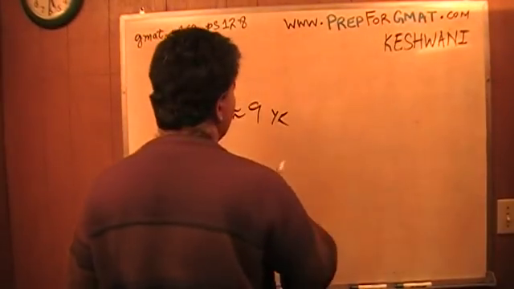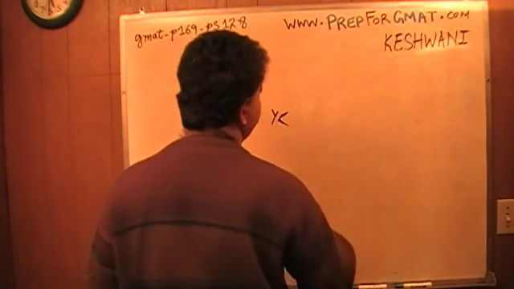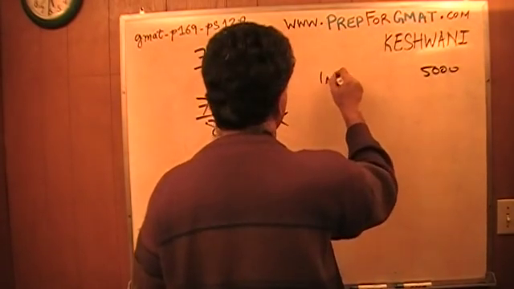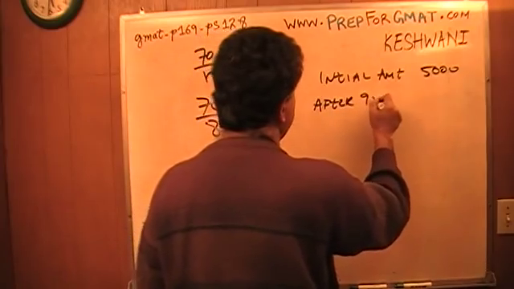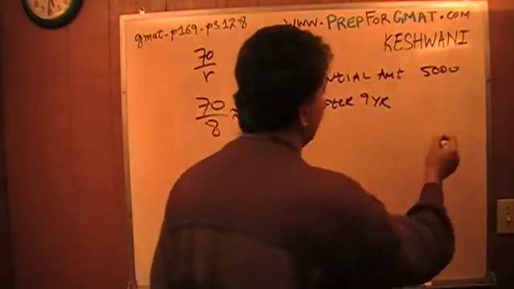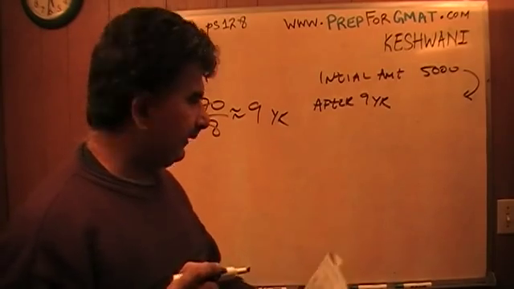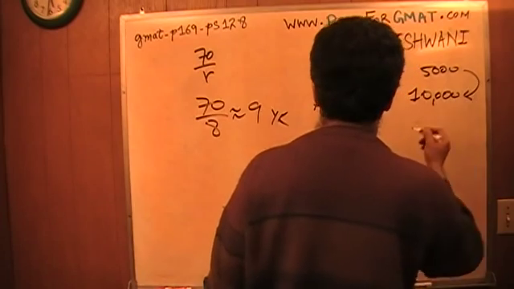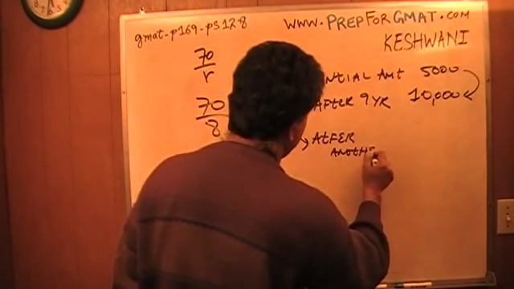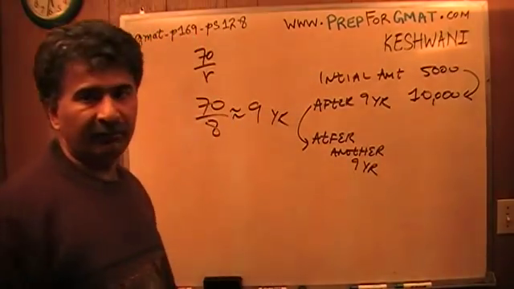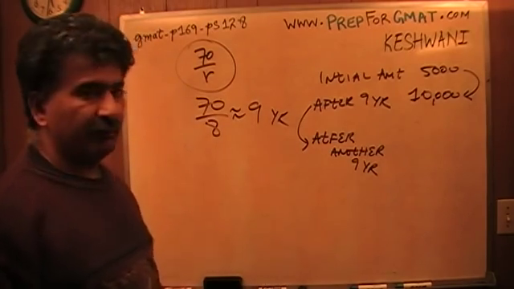For example, he invests $5,000. After 9 years, that 5,000 becomes 10,000. And what happens after another 9 years? It doubles again. That's why this formula tells you how long it takes for something to double in value: 70 divided by the rate of growth. The rate of growth here is 8.